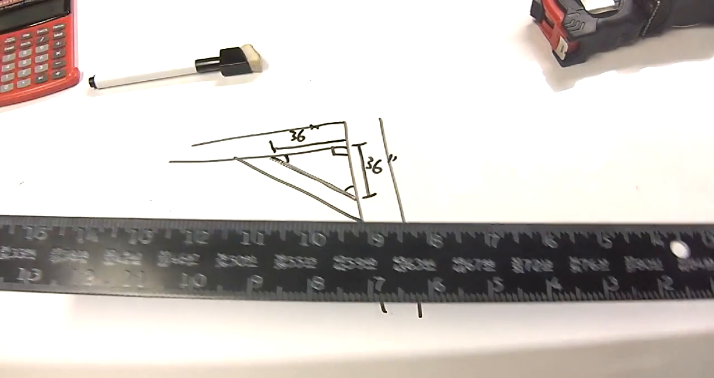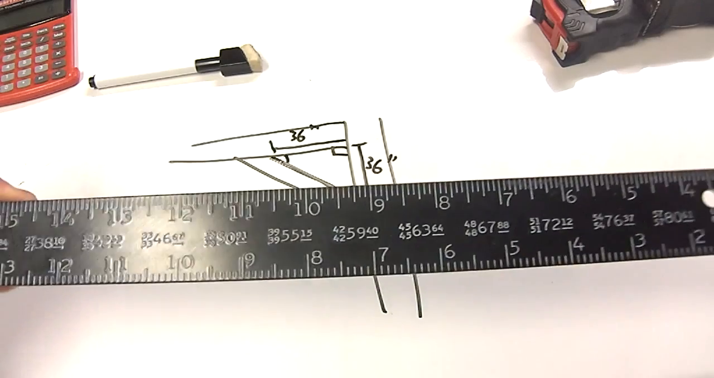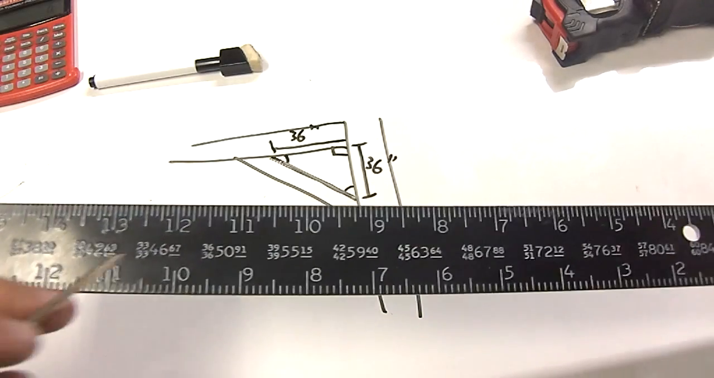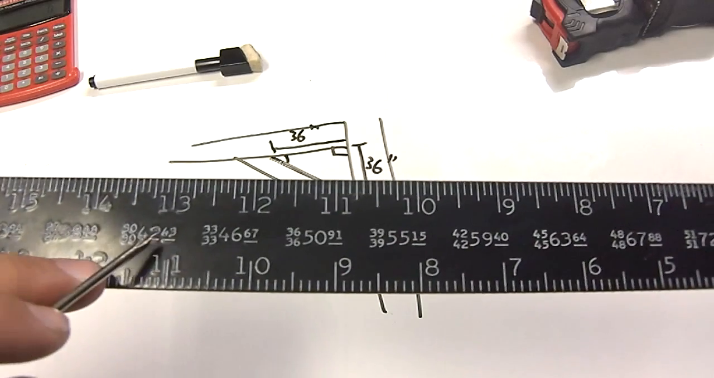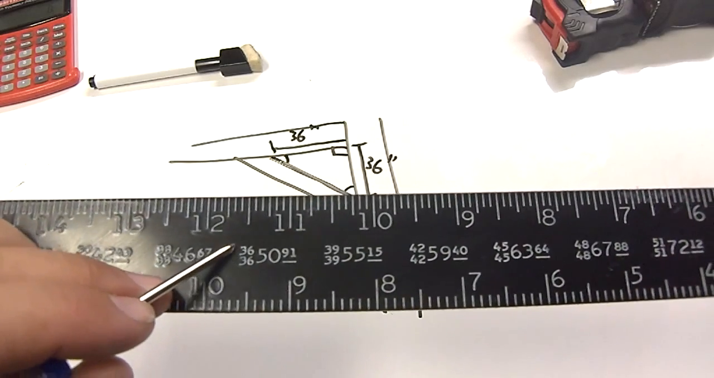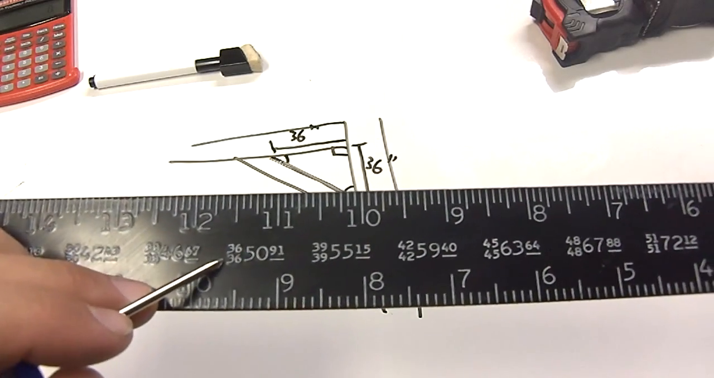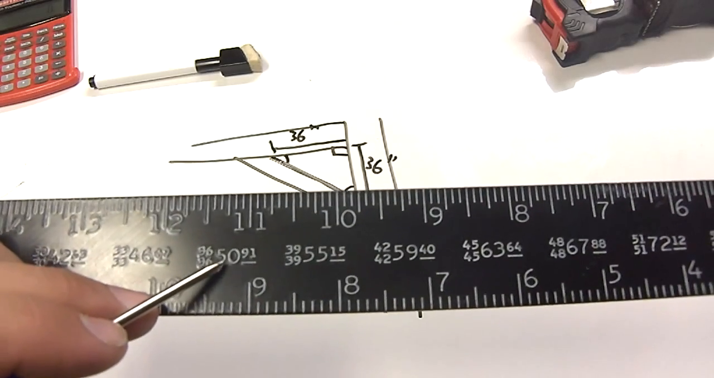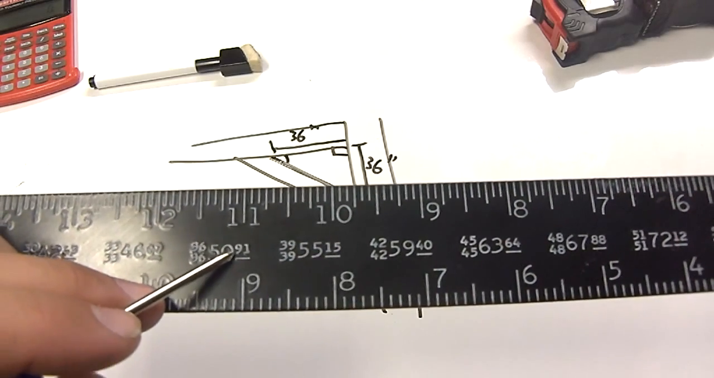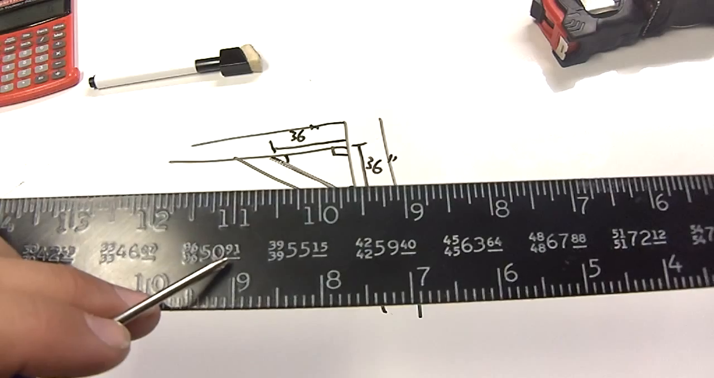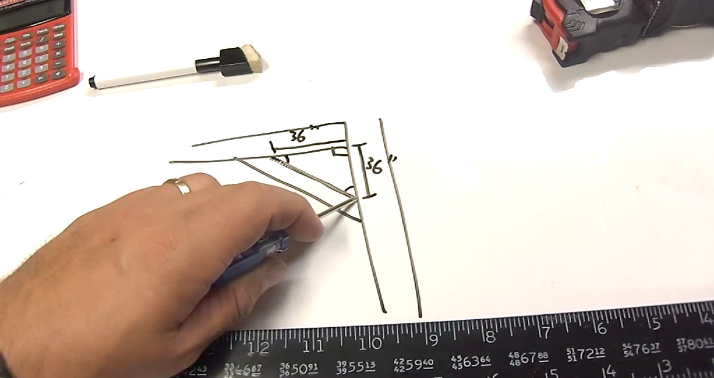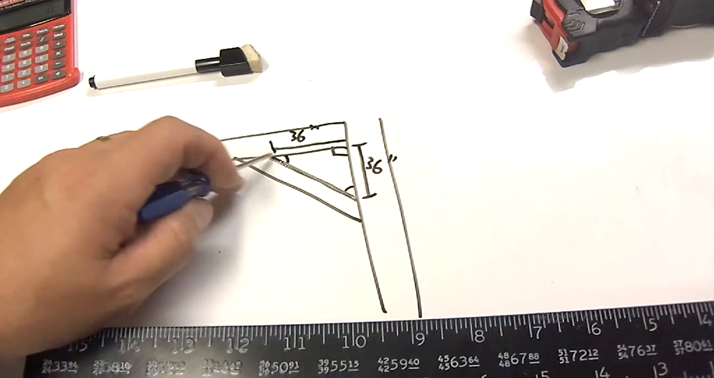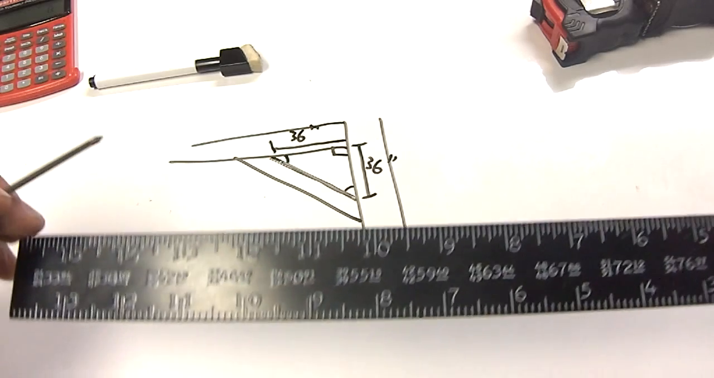Okay? Now, here's how it works. If you look on your scale and you find which one has 36 and the 36, okay? You see that one right here. Now, the number right next to it is 50 and 91 hundredths, okay? Now, that is your distance from here to here, and that'll complete that structural triangle that you're trying to make.